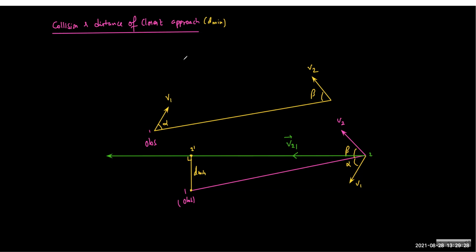So let's say D minimum is the minimum gap between particle 1 and 2. My question was, for collision, if they are colliding, what will happen to D minimum? Sir, it will go to 0. Exactly. So the D minimum will approach 0, isn't it? Yes. So at the time of collision, the D minimum is 0 for sure.